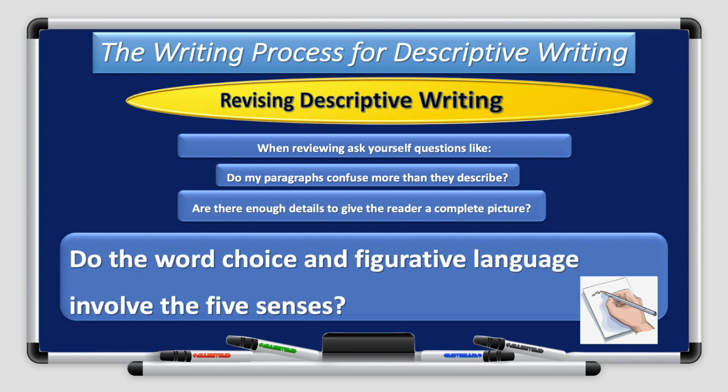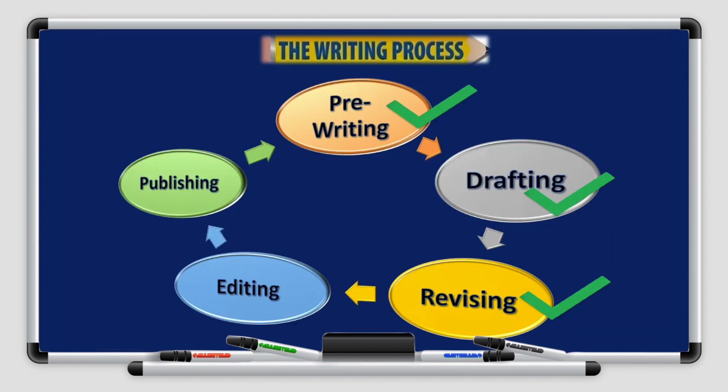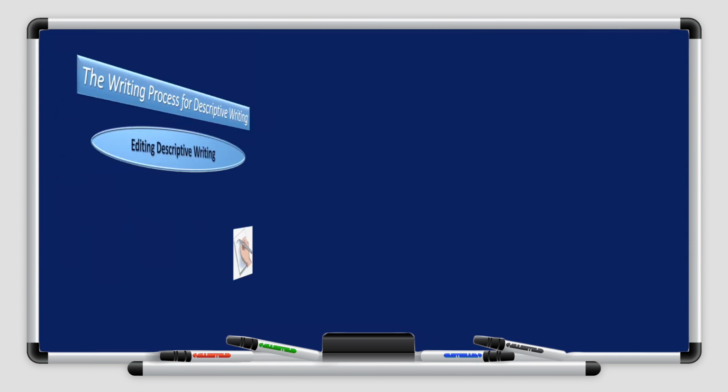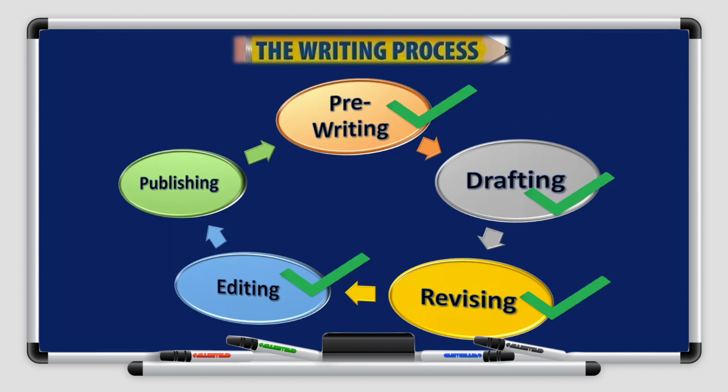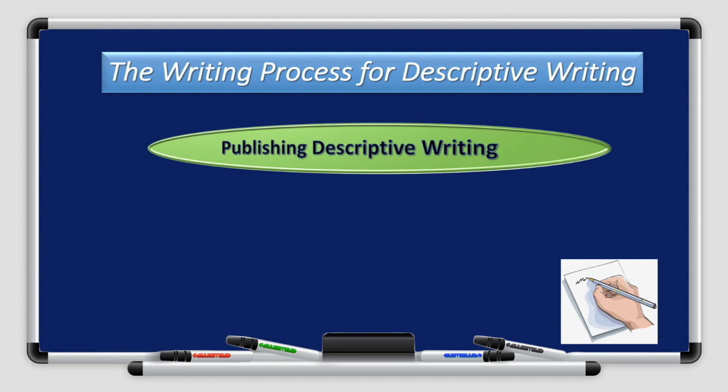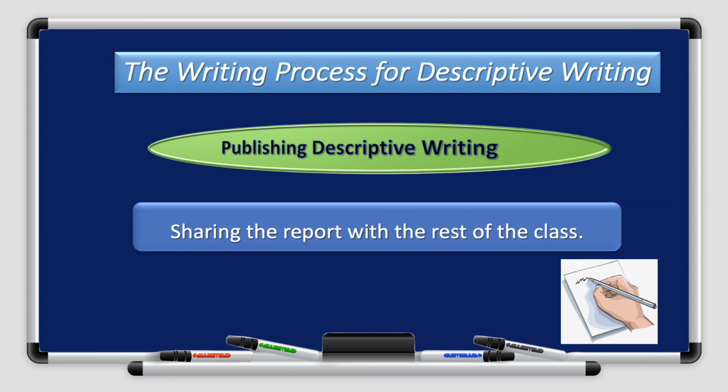And do the word choice and figurative language involve the 5 senses? Was I able to evoke the 5 senses within the reader? So think of questions like that when you're trying to review your descriptive piece. We come to the 4th stage, which is the editing stage. In the editing stage, you will proofread and look out for language errors like grammar, spelling, punctuation marks, and edit to improve the style and clarity of your writing. Then we come to the final stage, which is the publishing stage, where you will share your report with the rest of the class.